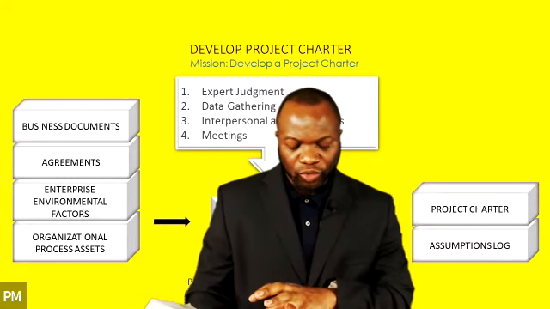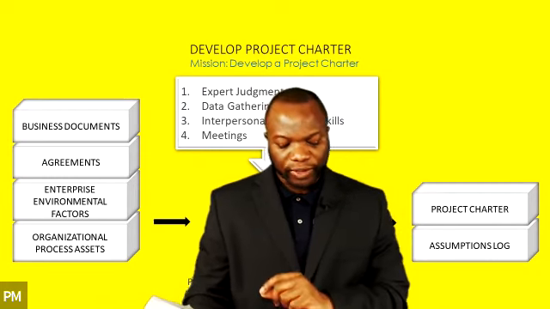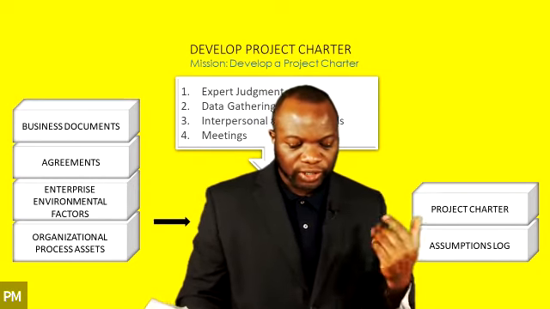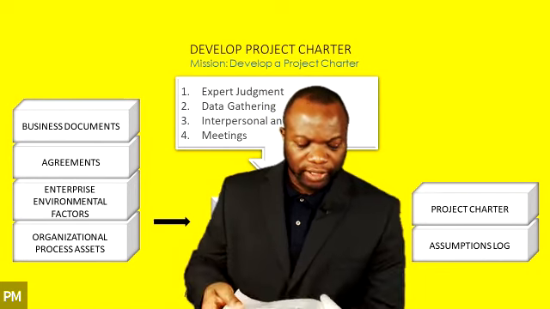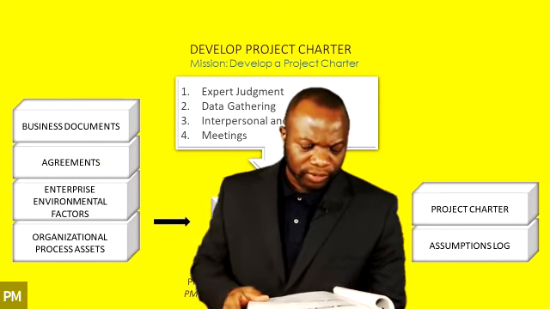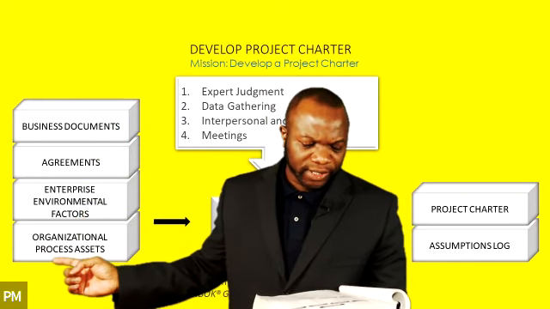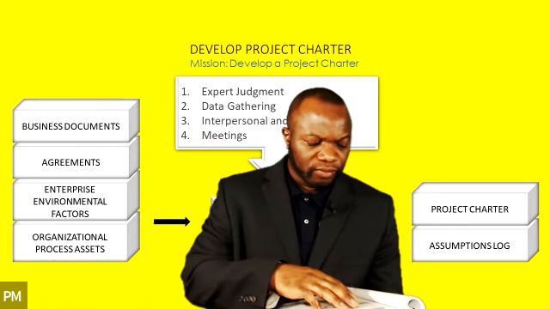on page 71. You see it's broken out in section 4.1 through 4.7, but in 4.1, you see the following things behind me, don't you? Take a look at them. Business case, you see that? Agreements, enterprise environmental factors, and organizational process assets. You see that? That is in the very first box.